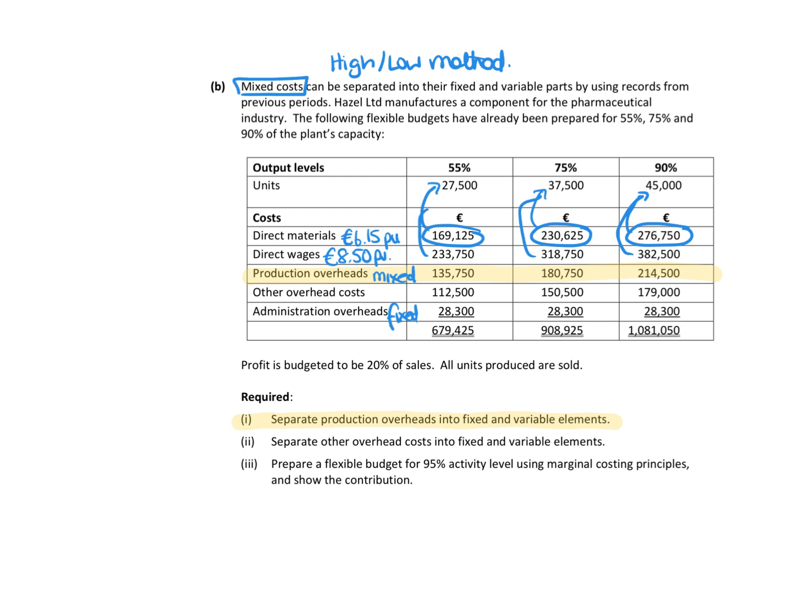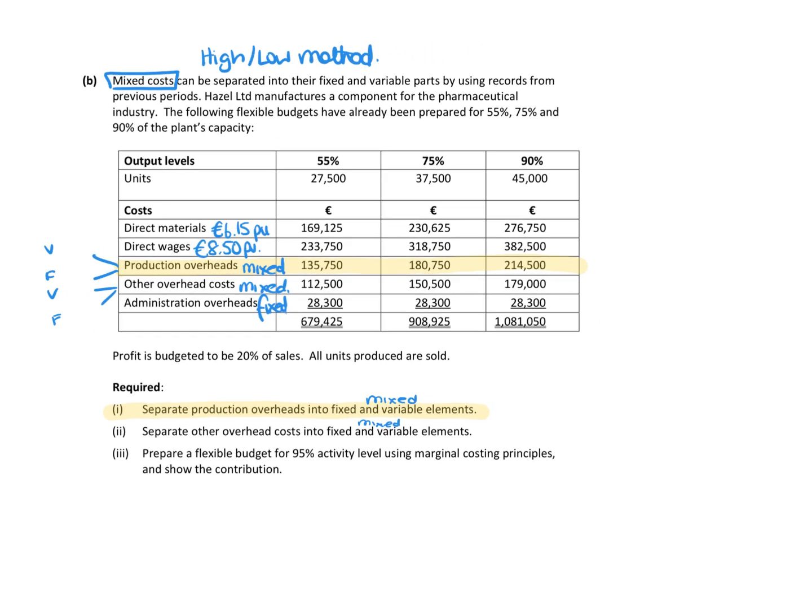But if we were to do the same thing with production overheads, 135,750 divided by 27,500, and then if we did the 180,750 by the 37,500, and then the 214,500 by the 45,000, we would get completely crazy figures, and that's how we know that they are mixed. And also we know that they're mixed because the question has asked us to separate them into fixed and variable. But anyway, these two are mixed, so we need to find the variable cost and the fixed costs for each of those. Okay, so we'll find them now using the high-low method.